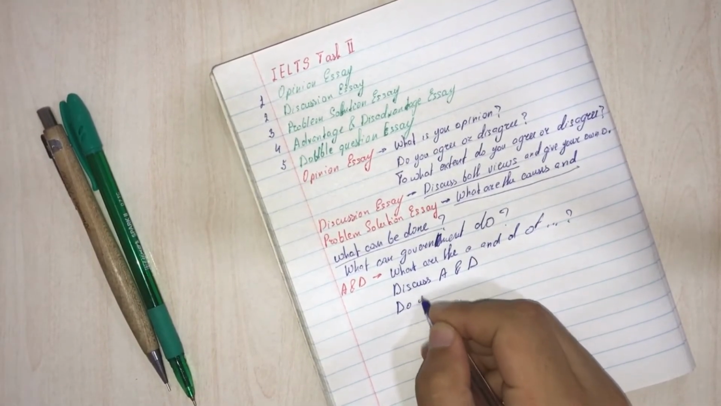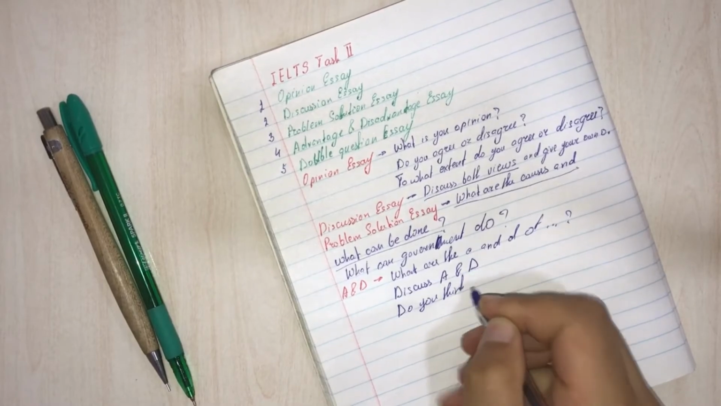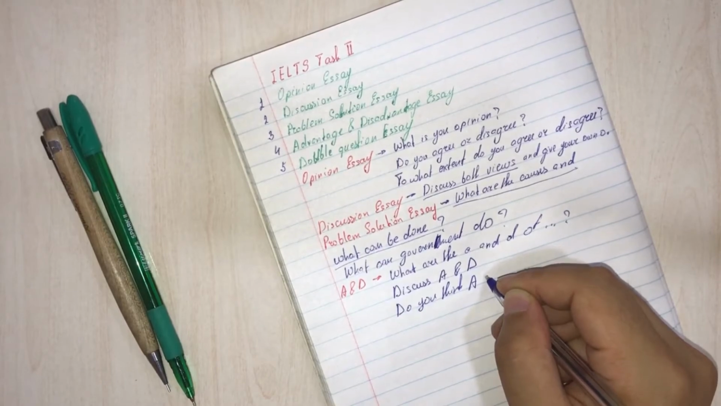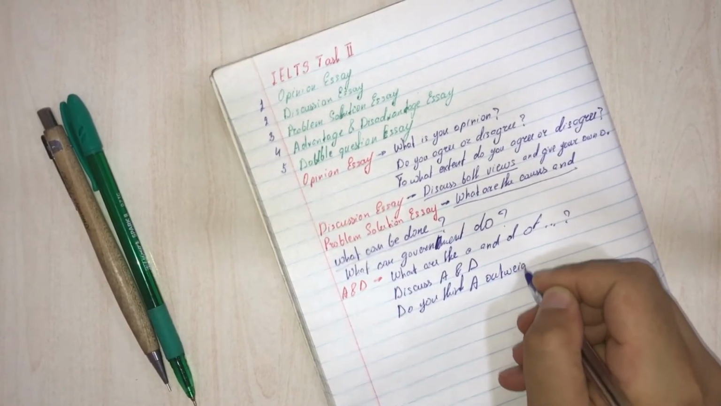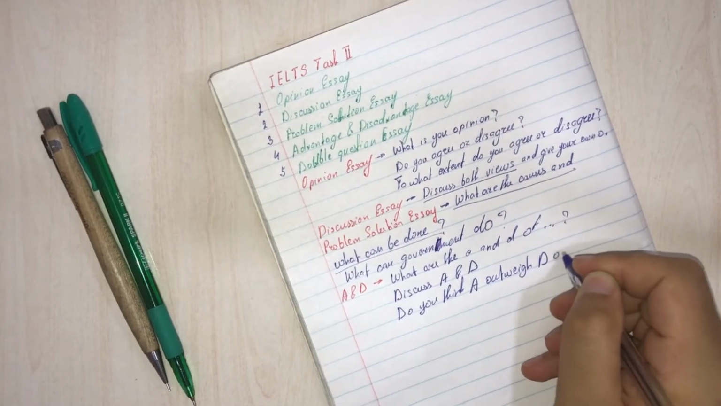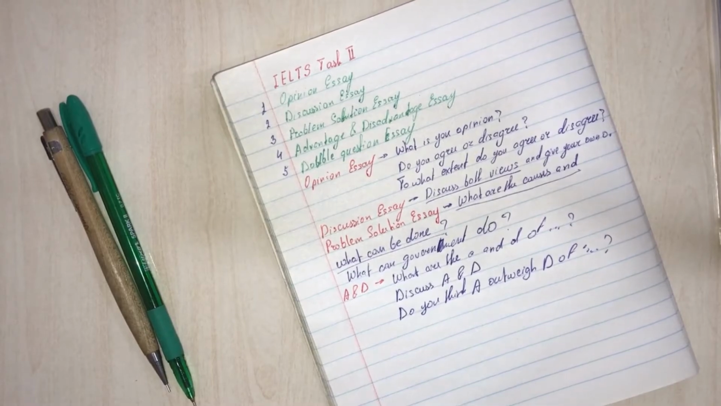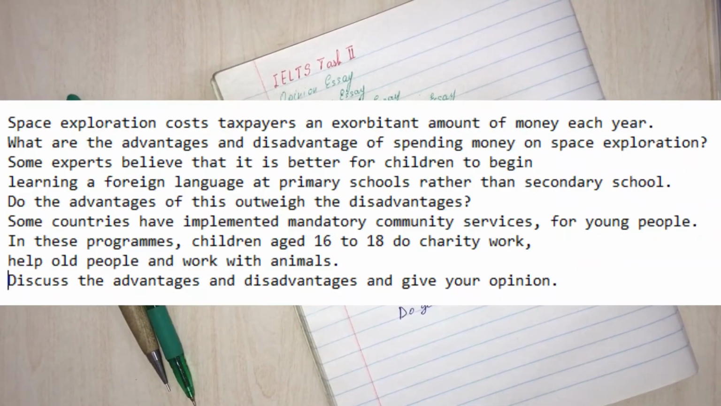Do you think the advantages of this outweigh the disadvantages of something like this? And I'll read some samples related to this. For example, we can say that space exploration costs taxpayers a huge amount of money each year. What are the advantages and disadvantages of spending money on space exploration?